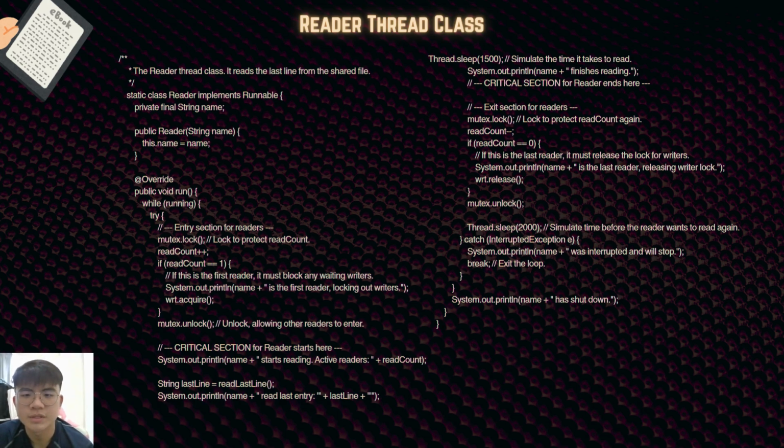Next, we move to the critical section of the reader. In this section, the reader prints that it's reading, retrieves the last line of the shared file, and then displays it and simulates reading with a sleep and then finishes reading. And then next is the exit section for readers. In this section, we lock the mutex again to safely decrement the read count. And then lastly is the loop control and shutdown. The thread will sleep to simulate time between the read attempts. The loop will continue until the program signals to stop, allowing an infinite simulation.